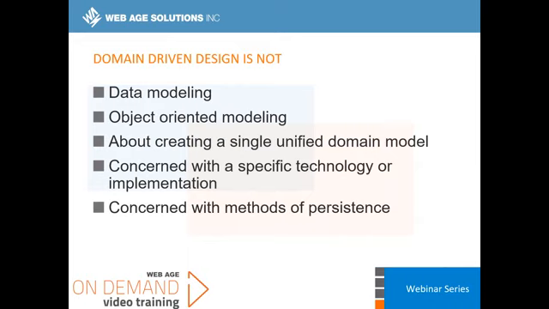So the concepts listed are not directly related, because DDD in many cases has something to say about where these things should fit. But it's not the same as OO modeling, although you might use OO modeling in order to do the implementation. So it's more than this, and it incorporates some or all of this stuff. But DDD is not about these particular topics.